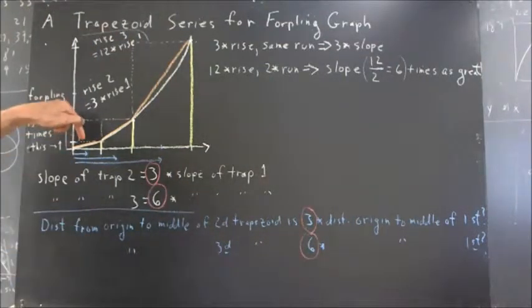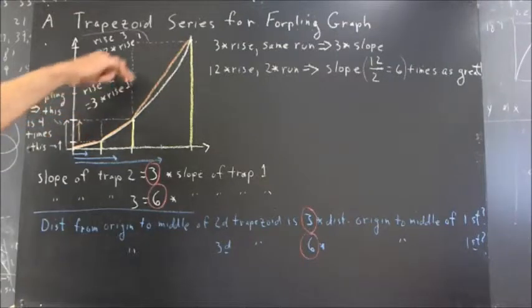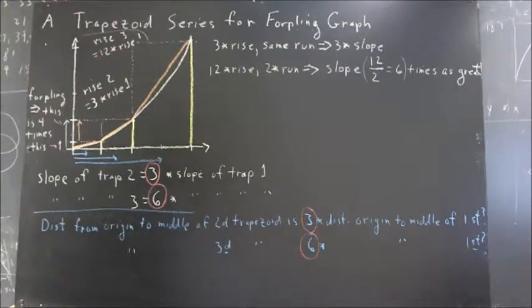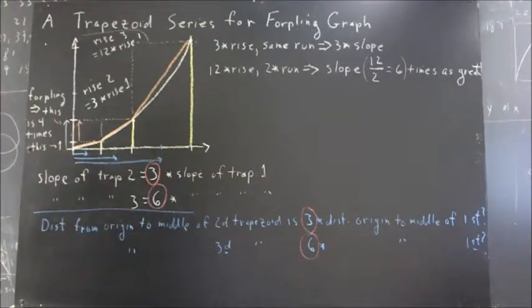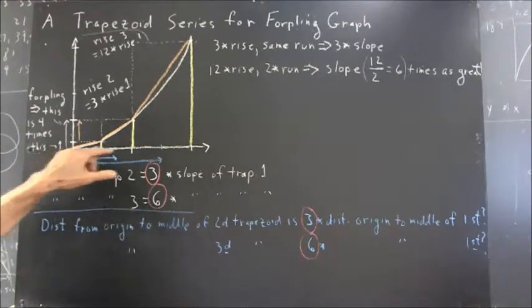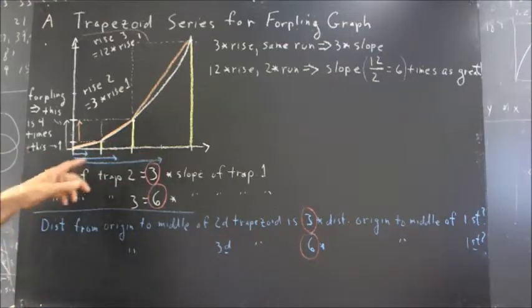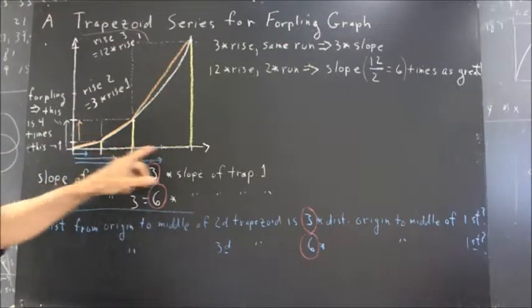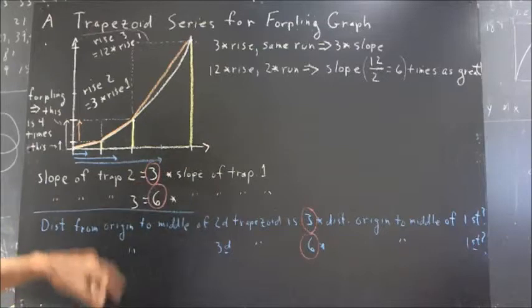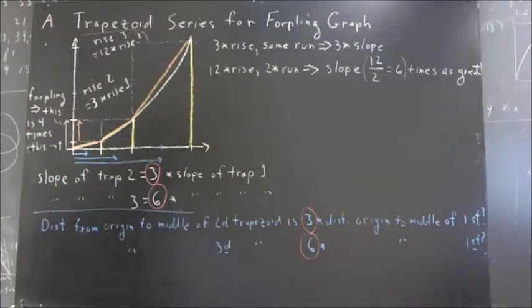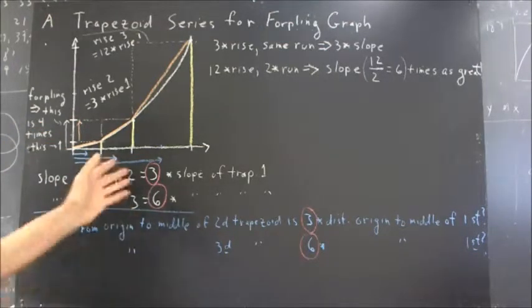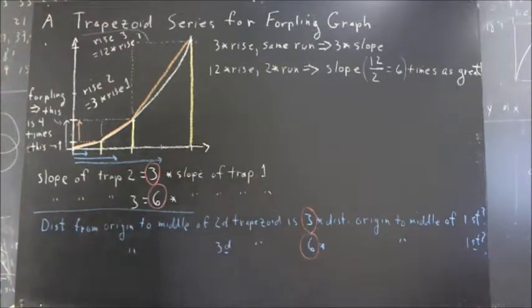The slope and the midpoint of each trapezoid are in the same ratio. That is, the slope and the distance from the origin to the midpoint, or if you wish, the slope and the coordinate of the midpoint of the trapezoid are always in the same ratio, and that ratio, in terms of the dimensions of the first trapezoid, or the quantities we get for the first trapezoid, those ratios, those numbers are identical.